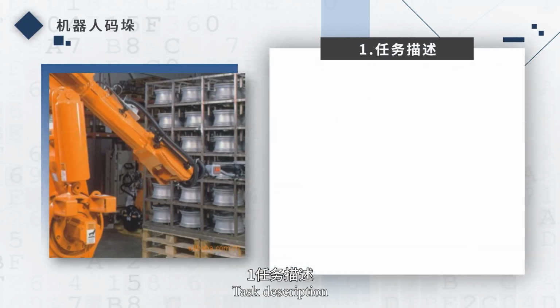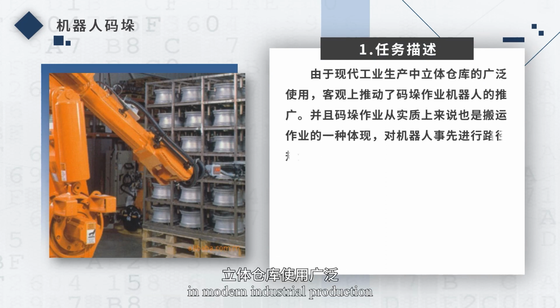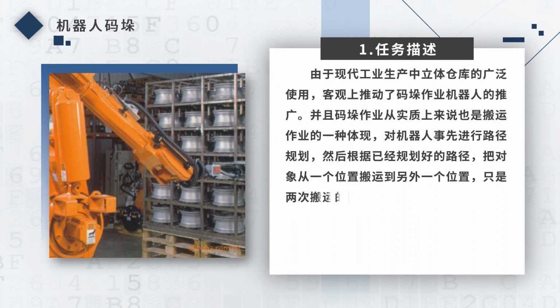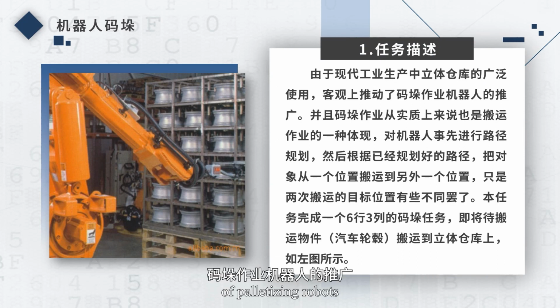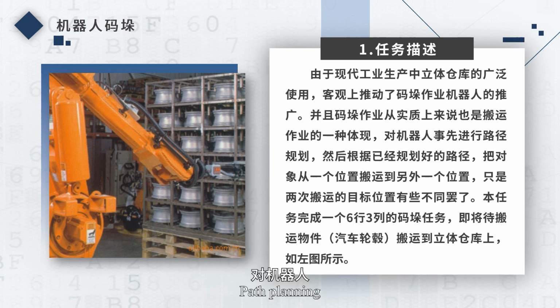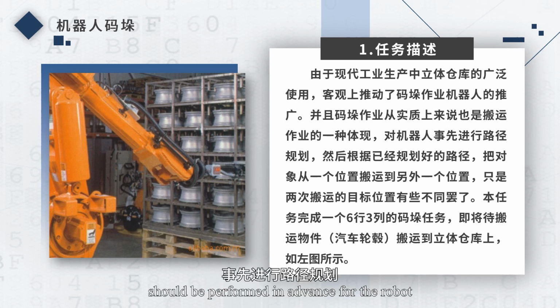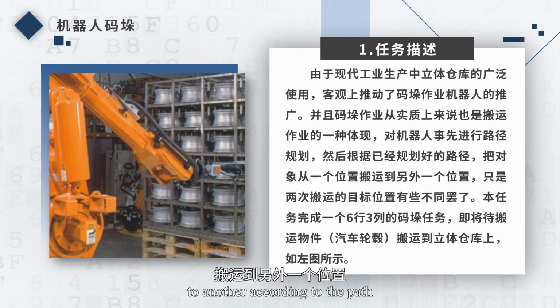Task description. The widespread use of three-dimensional warehouses in modern industrial production has objectively promoted the popularization of palletizing robots. Palletizing is a type of handling from its nature. Path planning should be performed in advance for the robot, and then the object is moved from one position to another according to the path. The difference lies in the two handling positions.